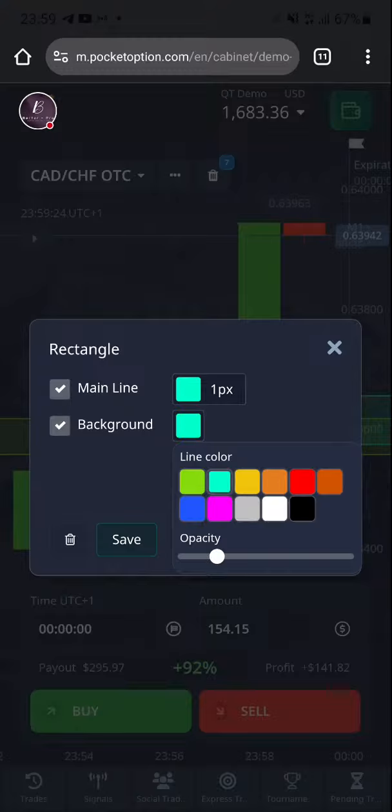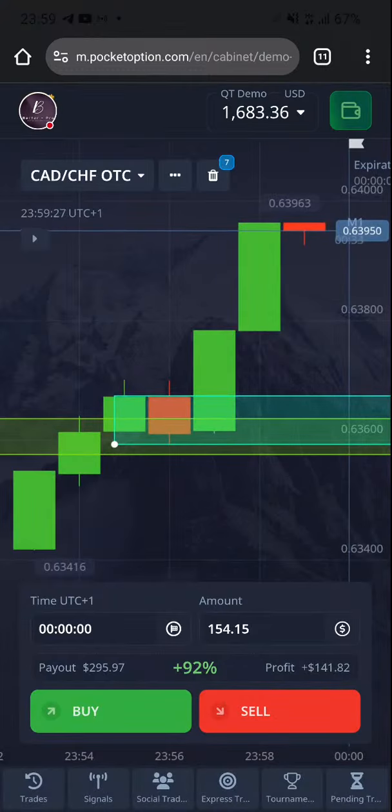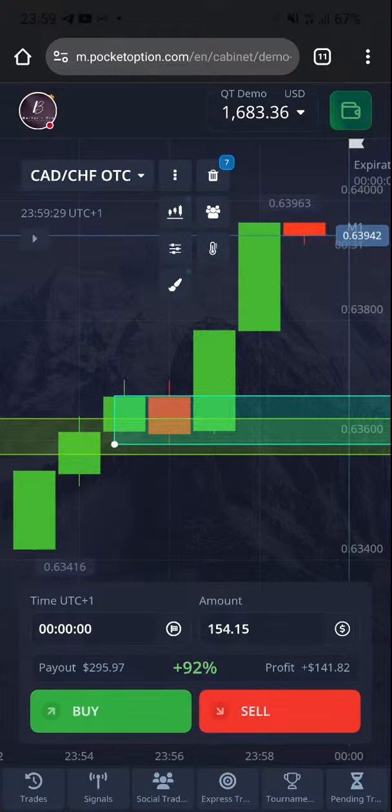So we have a demand area down here. You can see. So let's go to the lower time frame.